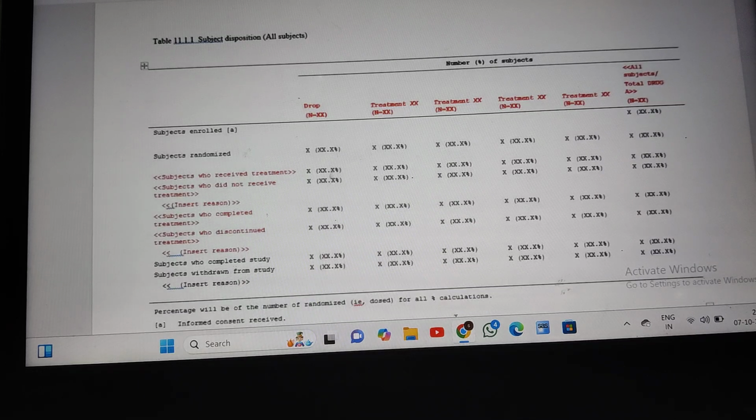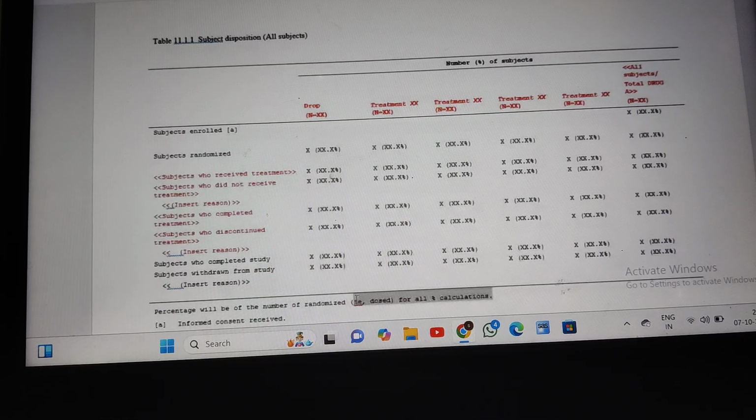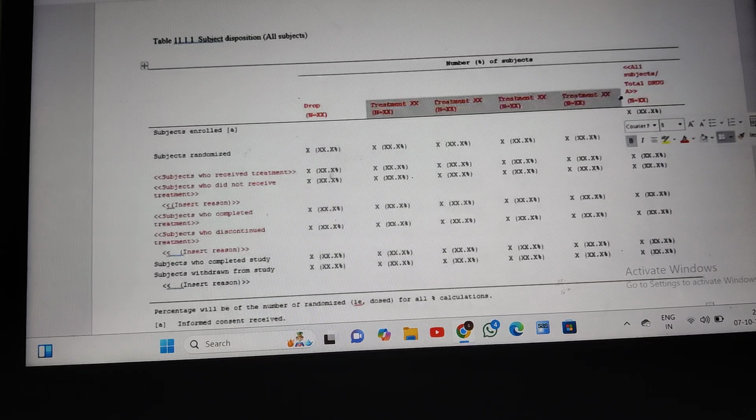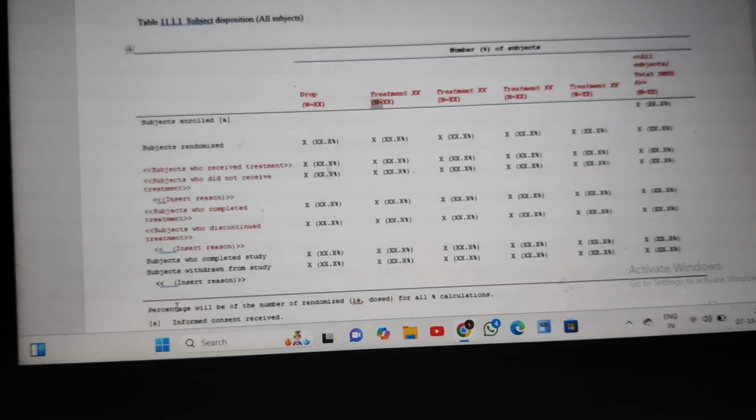So this we can call a footnote. This is the header, this is the title, and this is the footer, nothing but the footnotes. The percentage uses the number of randomized subjects for all percentage calculations, which is nothing but the big N value. These are the treatment values, and the randomization is based on the treatment. So the treatment number is the small n divided by the big N value. That's what they mention.